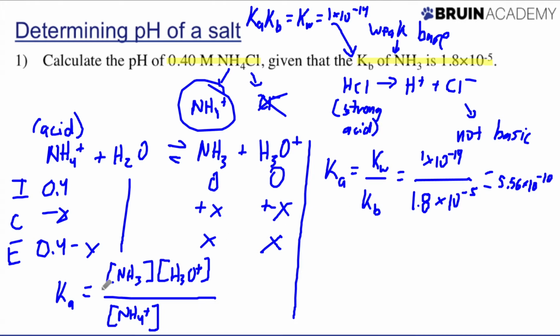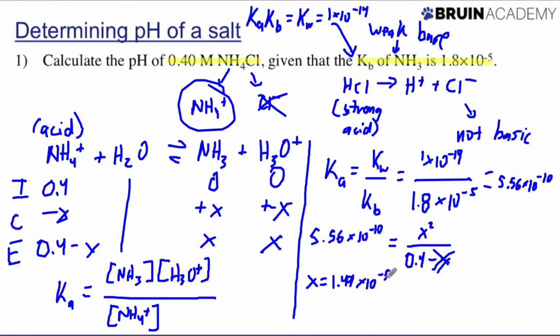Now that you know the value of Ka, you can plug in, right? So you just basically write 5.56 times 10 to the negative 10 is equal to my concentration of NH3 times H3O plus, that's x squared, all over 0.4 minus x. And we've probably seen this many times before. We can assume that x is really small, which allows us to ignore this term. I multiply both sides by 0.4, I take the square root of that, and I find that x is equal to 1.49 times 10 to the negative 5. And that's my H3O plus concentration.